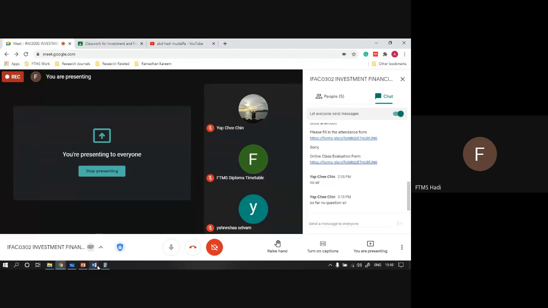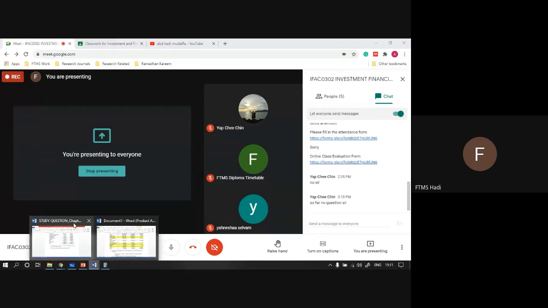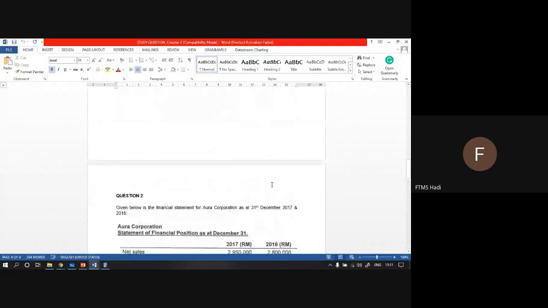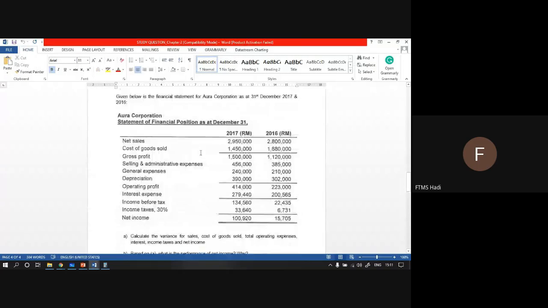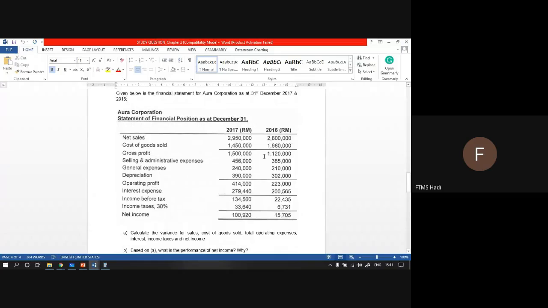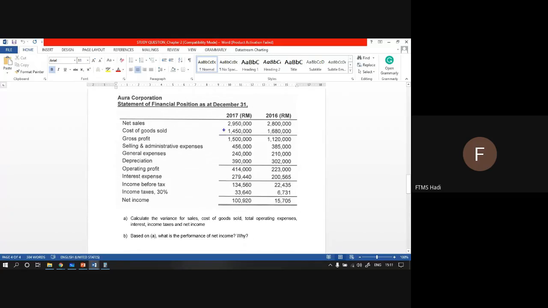So far no question. Alright, you can try later on question number 1 again and question number 2, using the same procedure. As you can see here, this one is also the same thing. Minus, minus, minus. Gross profit is the gross profit. Operating profit is gross profit minus this one, and then income before tax is operating profit minus interest, and then net income is income before tax minus income tax.